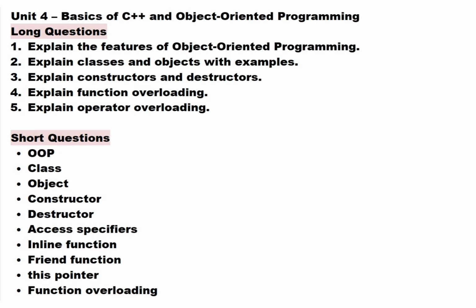Okay, now going to Unit 4, basics of C++ and object oriented programming. Here also I gave the long questions and short questions. Coming through the long questions: explain the features of object oriented programming. Next, explain classes and objects with examples. Explain constructors and destructors. Explain function overloading and explain operator overloading. These are very important top 5 long questions.